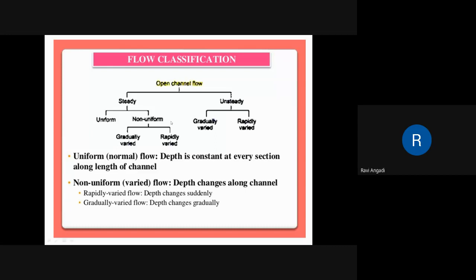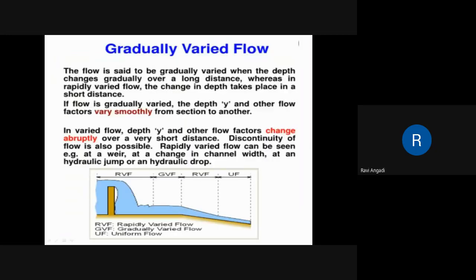As we are discussing the non-uniform flow, this type of flow. Okay, so this we are discussing, non-uniform flow. So already we know the definition of uniform flow. Uniform flow means the depth is constant at every section along the length of the channel, and non-uniform or varied flow means the depth changes along the length of the channel. So in that non-uniform flow, again rapidly varied flow, that is the depth changes suddenly, and gradually varied flow, the depth changes gradually. Okay, so this already we have discussed.